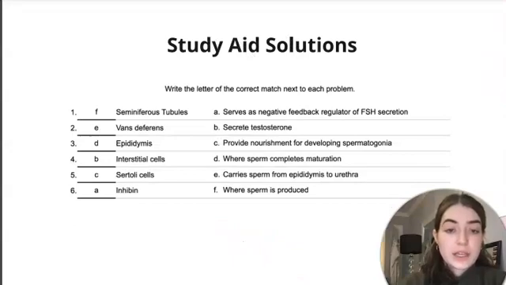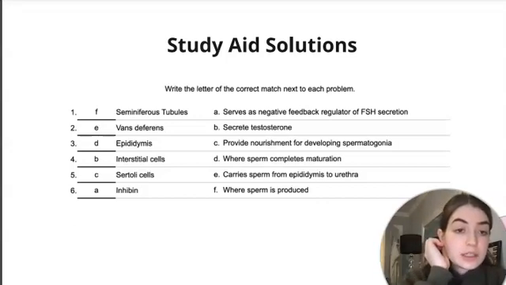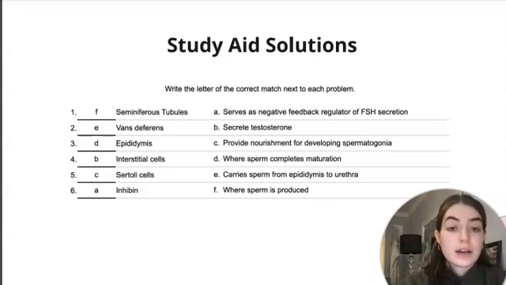Alright, and so here are the answers to the study aid. The seminiferous tubules, again, are where sperm is produced. The vas deferens is what carries sperm from the epididymis to the urethra. The epididymis is where sperm completes its maturation. The interstitial cells secrete testosterone. The Sertoli cells provide nourishment for developing spermatogonia. And lastly, inhibin serves as a negative feedback regulator of FSH, as we talked about in one of the previous slides.